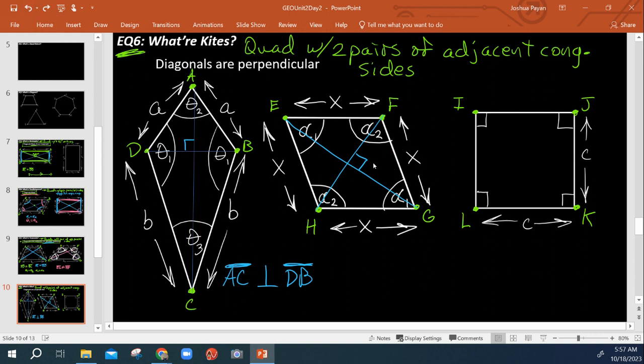Okay, this is what we would call a rhombus. All rhombi are also actually kites, okay, because they have perpendicular diagonals and also because they have two pairs of adjacent congruent side lengths.